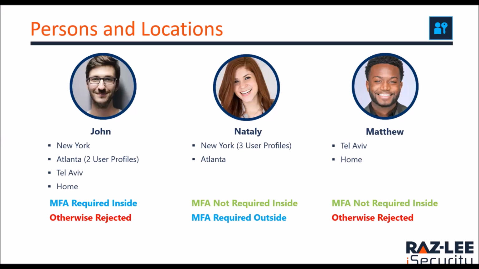In the second case, we have Natalie, and Natalie has a New York office and an Atlanta office. Even though she has 3 user profiles, we don't care about user profiles because we are seeing the person. So we see Natalie, in New York and Atlanta it is not required to make an MFA. But if she works from outside those locations, we will ask for an MFA. And then there is the third combination. We have Matthew, who has 2 places to work, Tel Aviv and home, and an MFA is not required because he enters through a secure virtual network. So really, he doesn't need it. But if he tries to enter from another location, we will reject him.